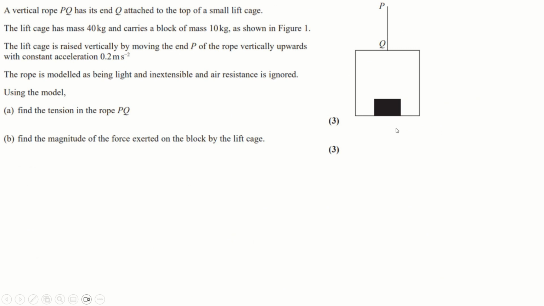I've made a video about these kinds of questions before, so I'm going to say a very similar thing here. You could add all the stuff in here. So it's a lift with mass 40, so that's 40g is the force coming down. This is mass 10, so 10g coming down. You've got a tension in the string pulling the thing up, and it's accelerating upwards at acceleration 0.2. So that's that.